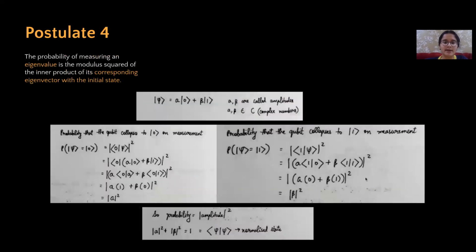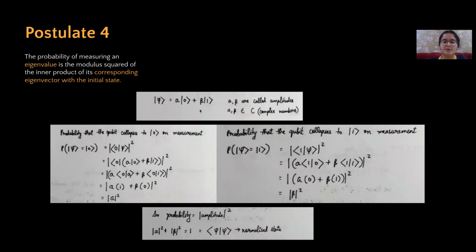So now we know that if we measure our qubit, it will collapse into ket 0 or ket 1, but we do not know the probability. For that, we follow this rule. This ket psi is basically a qubit, and it's in the superposition of ket 0 and ket 1 with alpha and beta as the amplitudes, which are basically complex numbers.